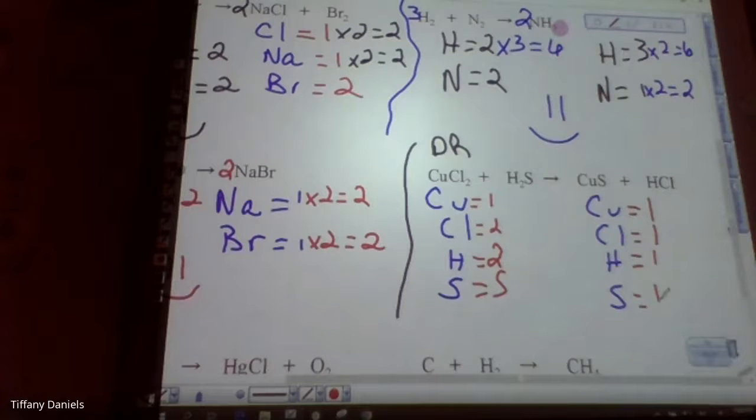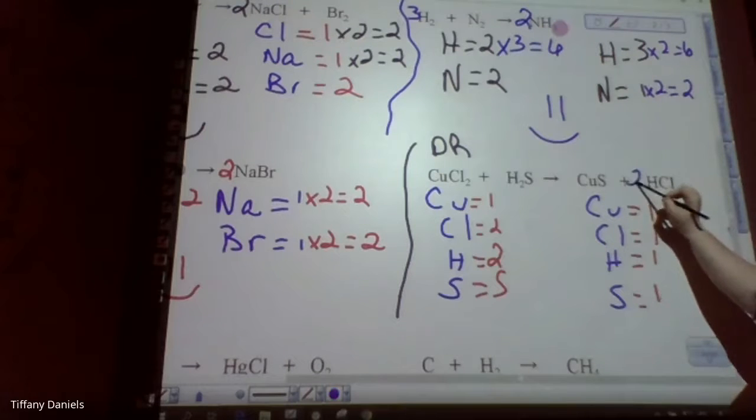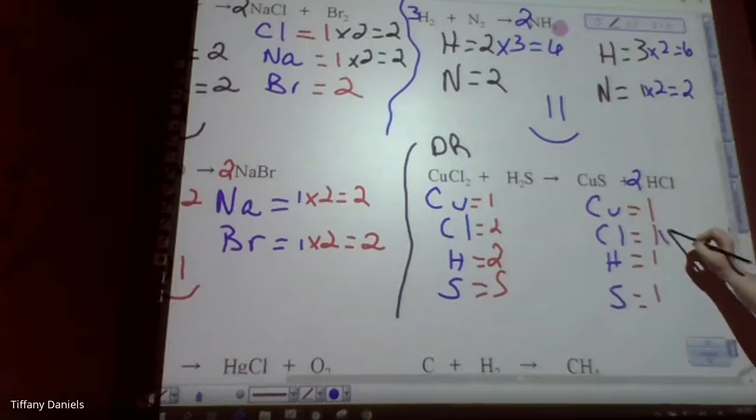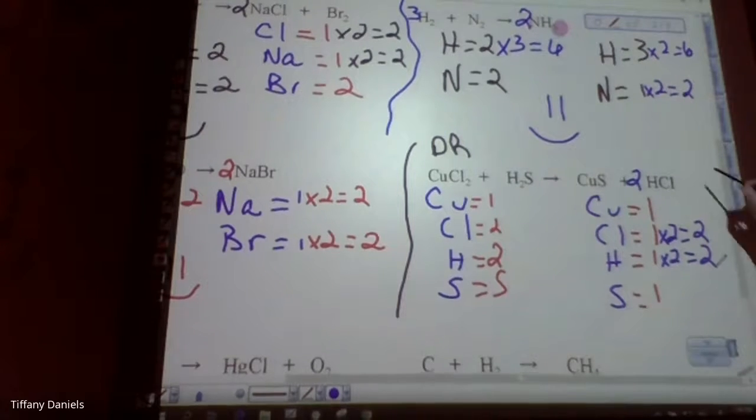All right, this one doesn't look so bad. This one looks vaguely familiar. Looks real familiar. Looks like the one that we did at the top of the page. So my coppers are happy, my chlorine and my hydrogen isn't. So what if I put a 2 here and I doubled that? Would that work? Yeah, it works.